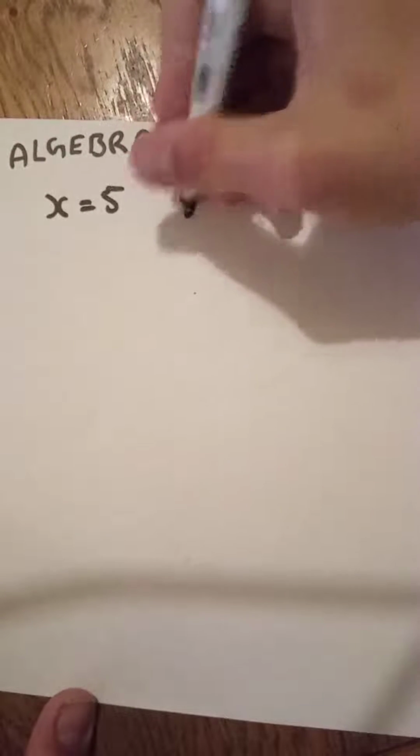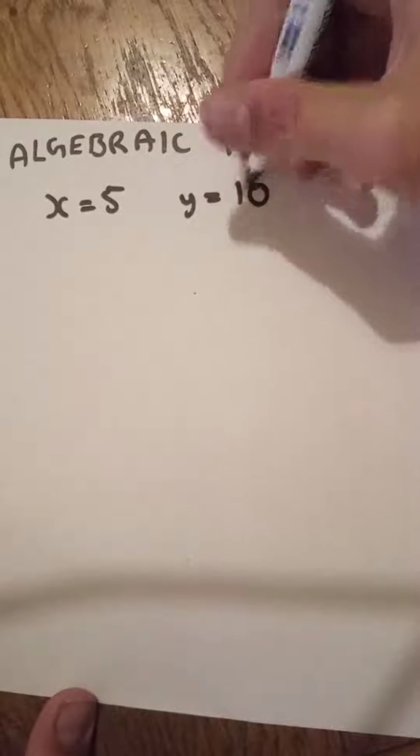In this video, we're going to be looking at algebraic notation, where we see how algebra is written. Okay, let's say that we have x and y. X is 5 and y is 10.